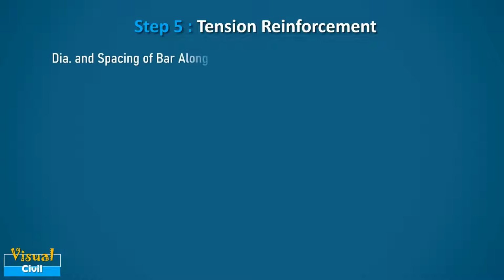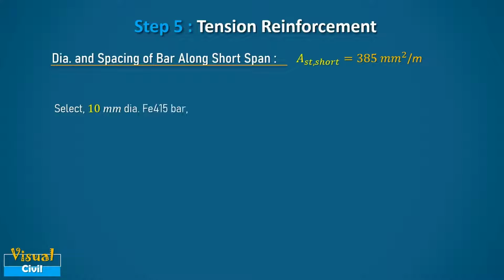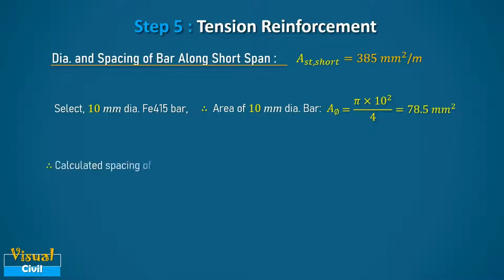Let us fix the diameter and spacing of the bars to be provided along short span. So, select the bar diameter as 10 mm. The cross-sectional area of this bar is 78.5 mm square. Now, compute the spacing of bar by considering 1 meter width of a slab. Here, we get the spacing equal to 203 mm.